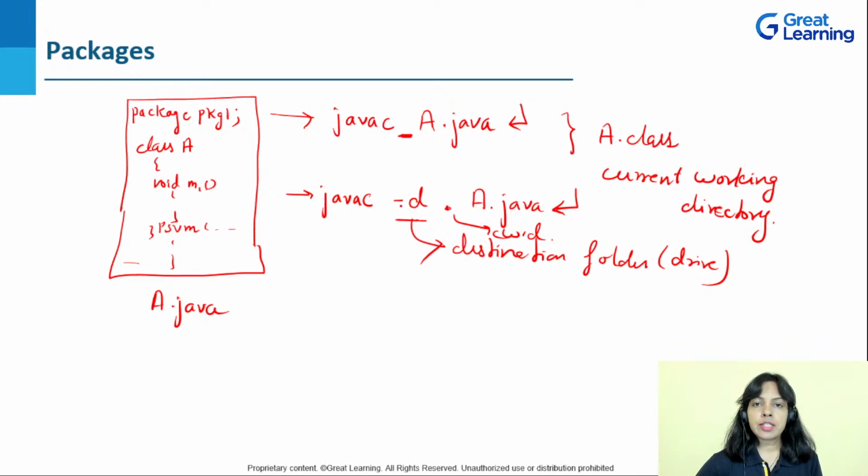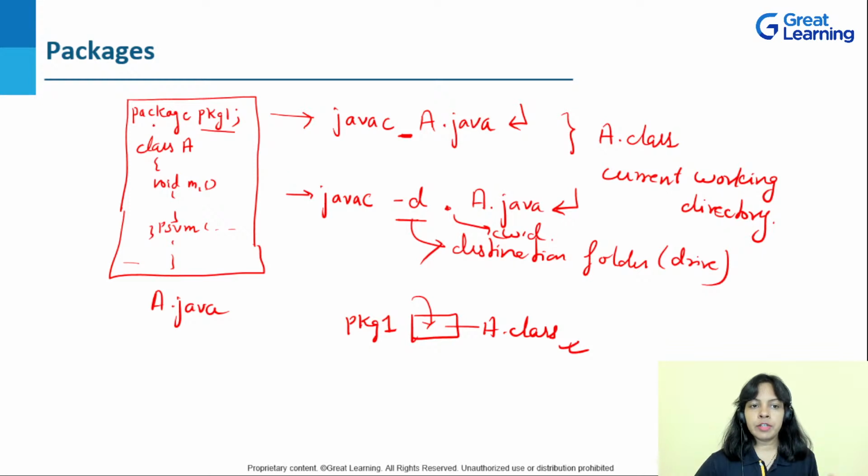Suppose this is the same drive where this .java file was. In that case, this will first create a package, that is, a folder named pkg1 will be created. Inside that, this a.class file will be stored. Getting it? So the only difference is this. If you have written the package command here, it will first create this package and then the .class file will be shifted to this package. This package can be in the current working directory, or it can be at a specified destination as well.